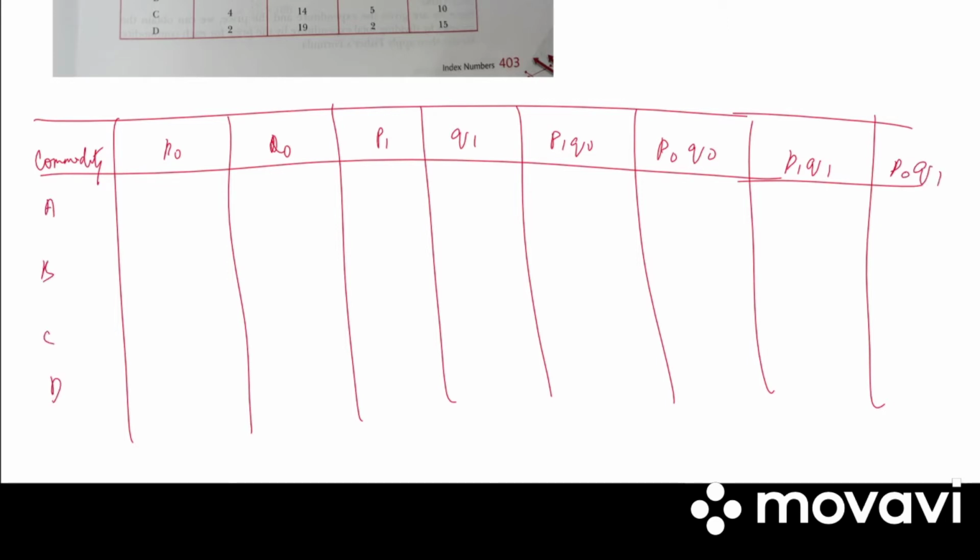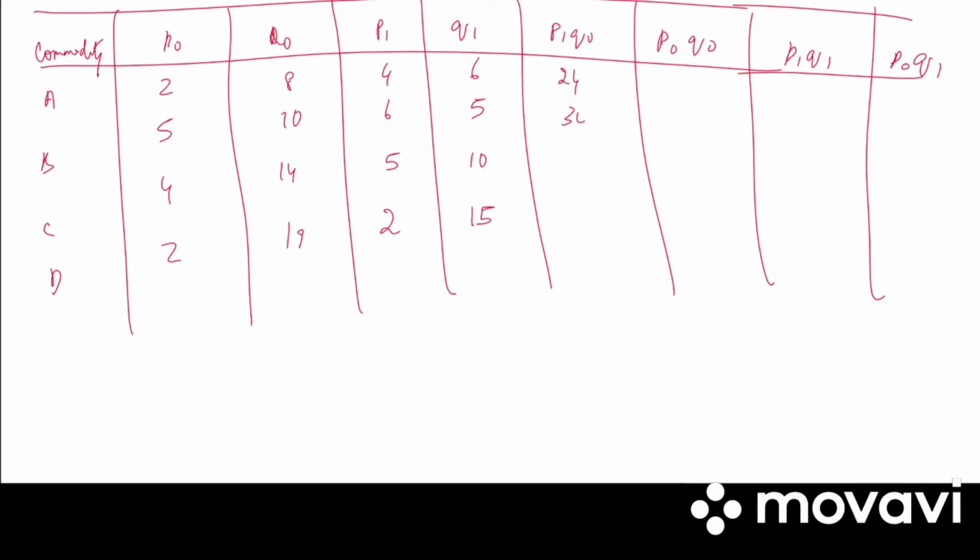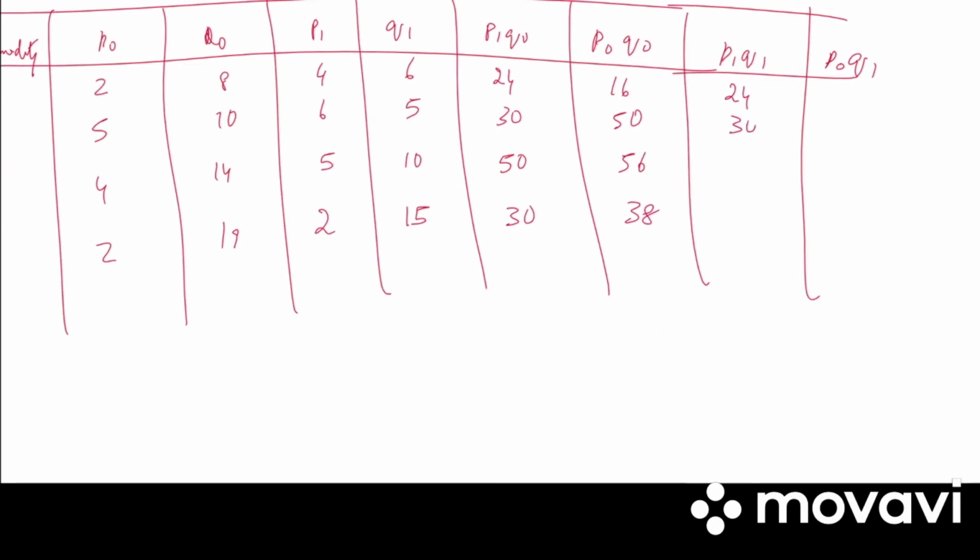A, B, C, D: 2, 5, 4, 2, 8, 10, 14, 19, 4, 6, 5, 2, 6, 5, 10, 15. P1 into Q0: 24, 30, 50, 30. P0 into Q0: 16, 50, 14 4s are 56, 19 2s are 38. P0 Q1: 12, 25, 40 and 30.